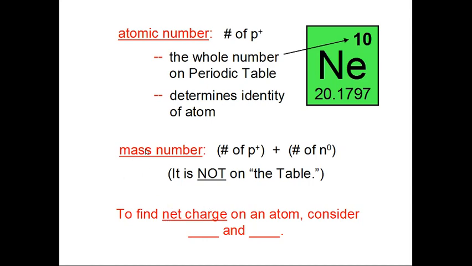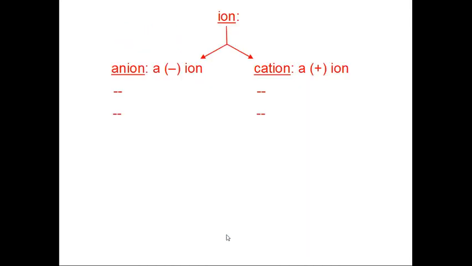Protons were positive, neutrons were neutral, electrons were negative. So to find charge, you're going to worry about the protons and the electrons. You're not going to care about the neutrons because neutrons are 0. And what happens when you add or subtract zeros? Nothing. You have nothing there. So to find the charge, you consider the number of protons and the number of electrons. We'll talk more about that later as well.